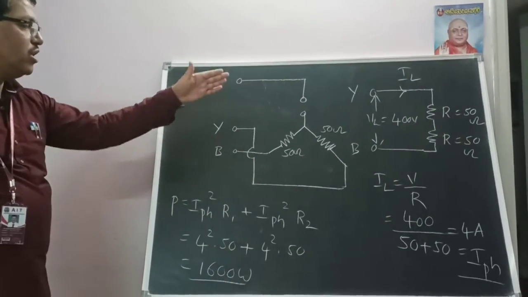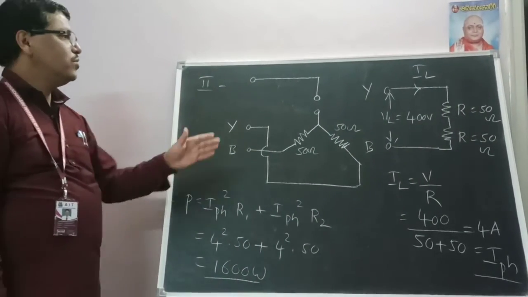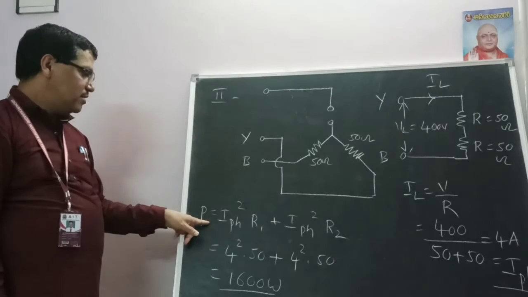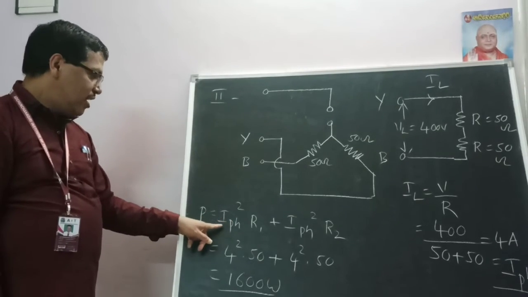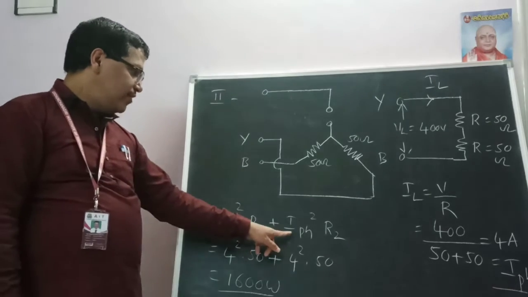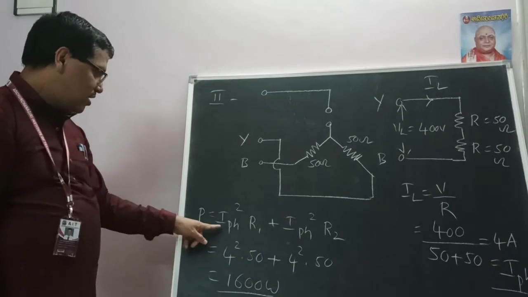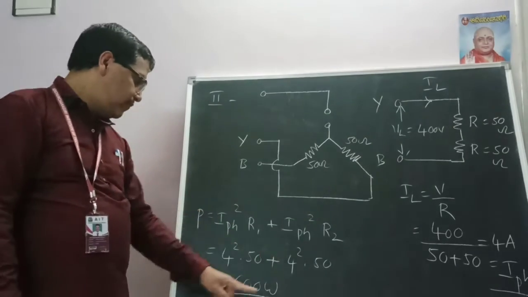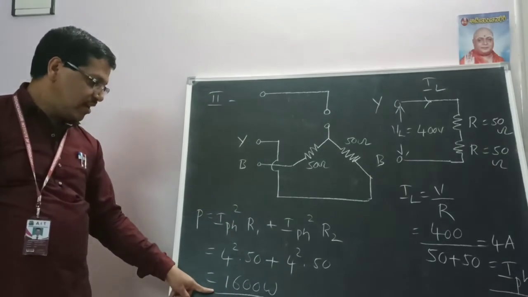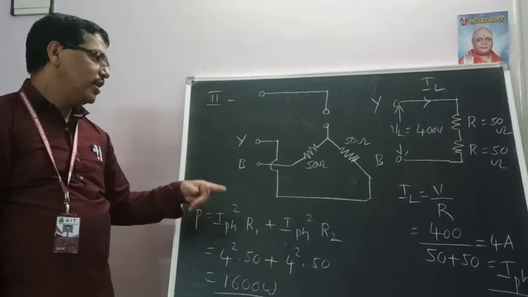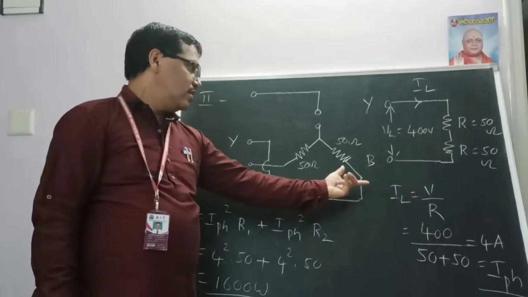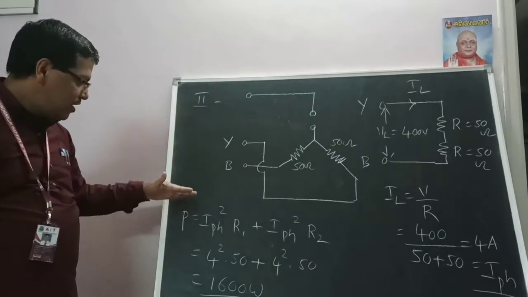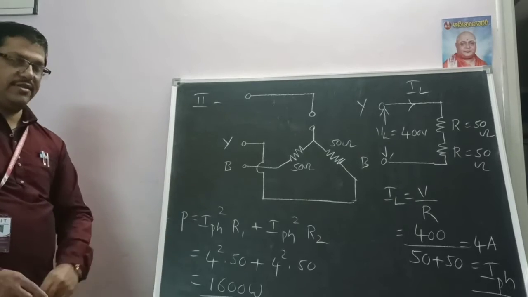Here there are only two resistors, and this is only one series circuit. So to calculate the power, it is I phase squared R1 plus I phase squared R2. The answer is I phase 4 squared into 50, again 4 squared into 50. The answer is 1600 watts. So we calculated the line current, the phase current and finally the power. Power is this.